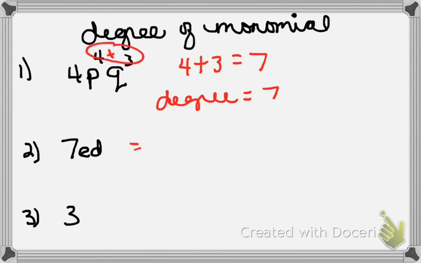Alright, this one, it's going to be 1 plus 1 because I don't see an exponent. I know there's a little 1 there. So 1 plus 1 is 2. So the degree here is 2.